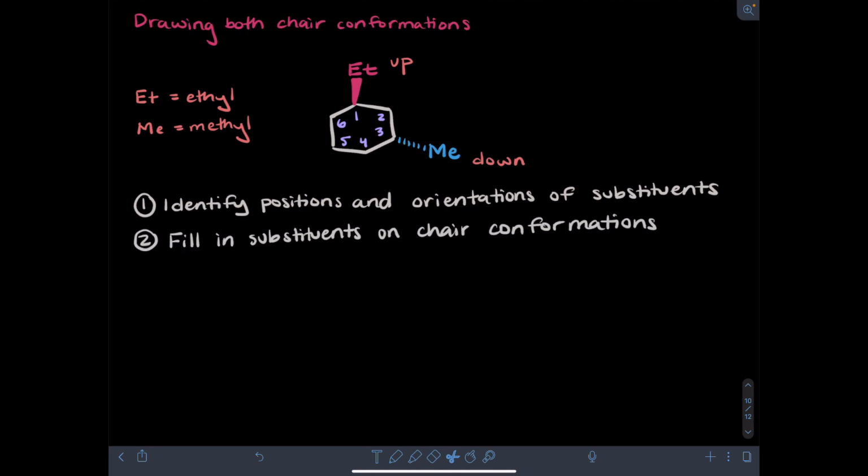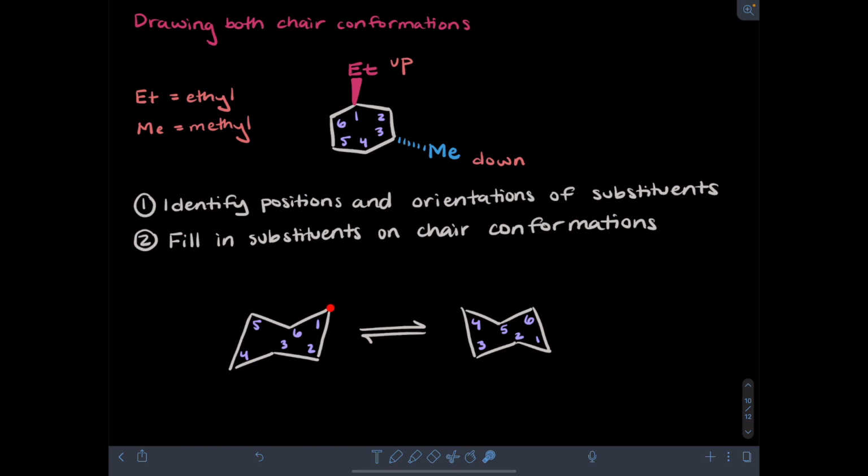Then you'll want to draw your chair conformations. I recommend numbering the positions and then filling in your substituents, taking into account the numbers as well as up or down. Again, I use the same numbering system where this top right position is carbon 1, and then carbon 1 moves to the bottom right in the other chair conformation. So let me start with the ethyl group. The ethyl group is at carbon 1, and it needs to point up because it's a wedge. At carbon 1, the up position is axial, so I've drawn this ethyl group as axial up.